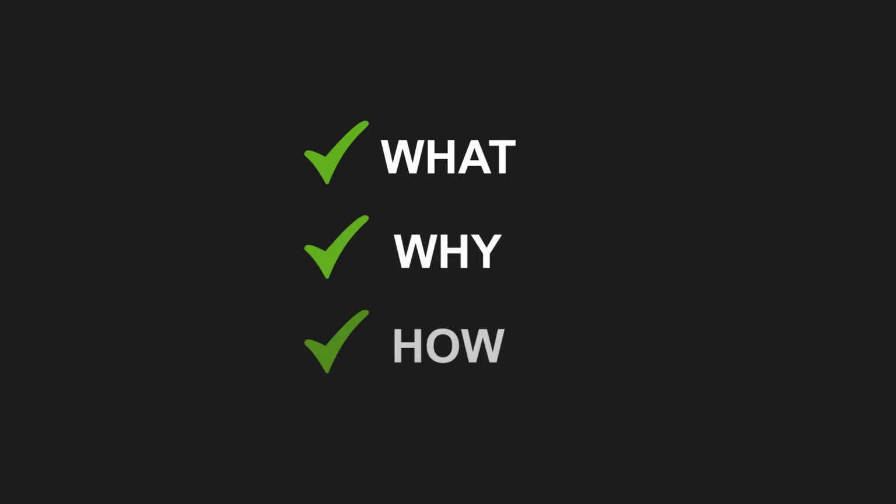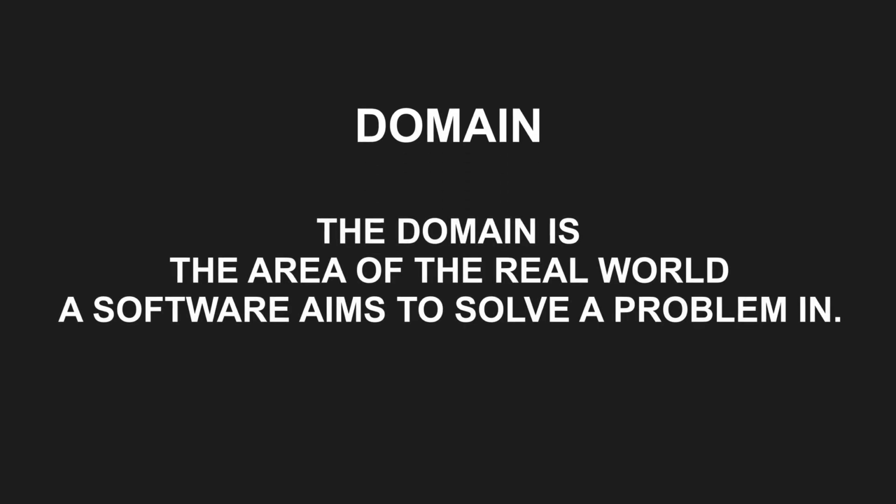In this video, I'll explain what a domain model is, why you need one, and how to create and implement it step by step. Let's start by defining domain. The domain is the area of the real world a software aims to solve a problem in. Therefore, we often refer to it as the problem space. It's important to understand that the domain does not represent everything in the real-world area, but it is constrained by the context and perspective relevant to the software.